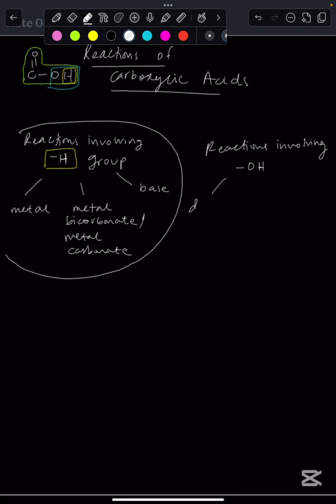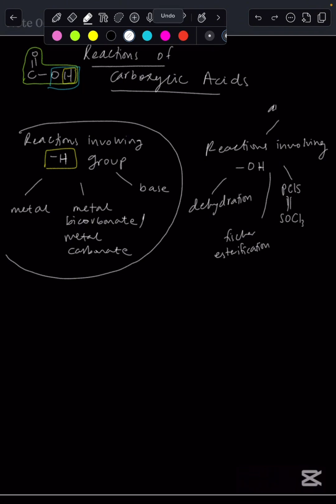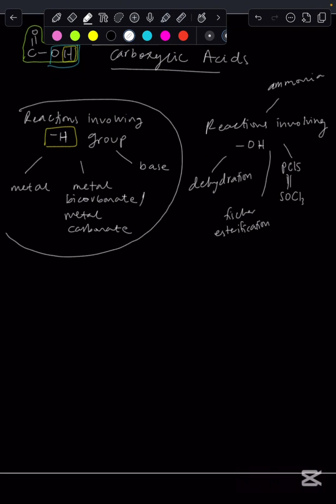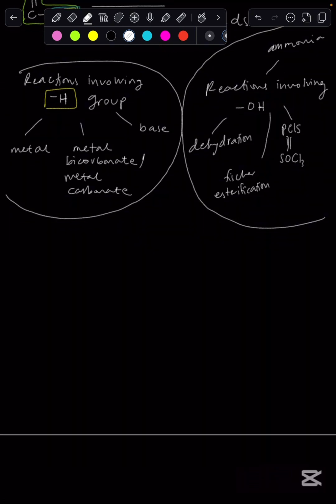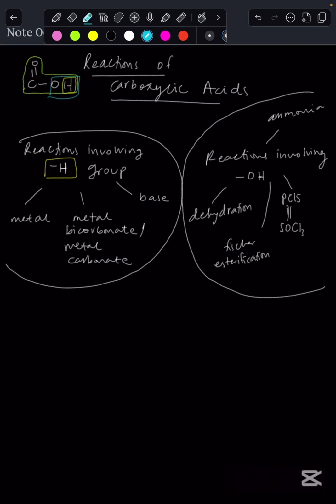So what we'll see over here is the dehydration reaction, which may form the acid anhydride, and then we'll see Fischer esterification, which involves the reaction of carboxylic acid with alcohol. Then we will see the reaction with thionyl chloride, which we may also write as PCl5, phosphorus pentachloride, or thionyl chloride. And then we may see the reaction with ammonia. Alright, so these are the 4 reactions involving the hydroxyl group, which is present over here.